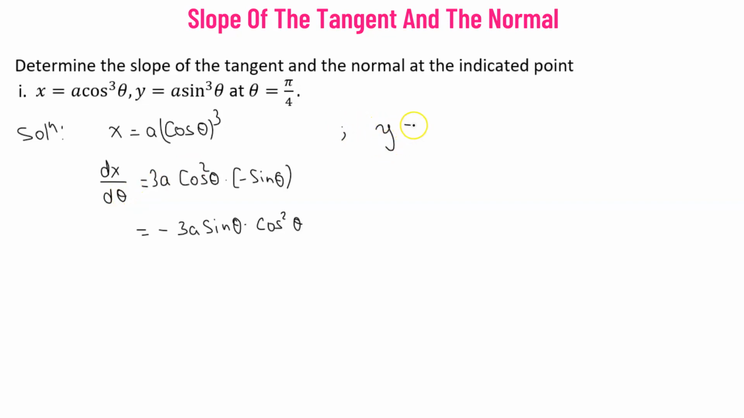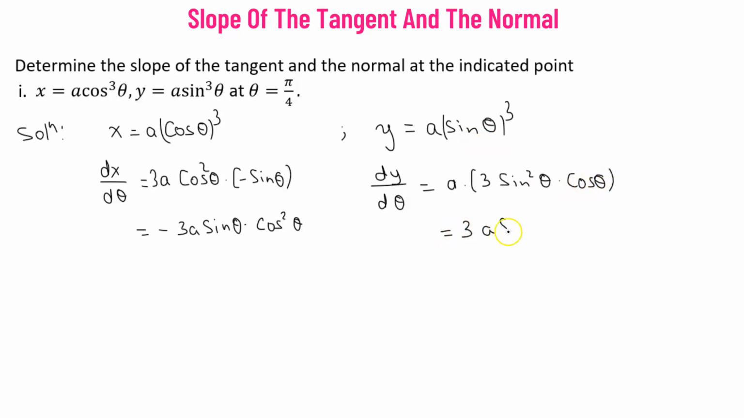Now let's also take the derivative of y, which is given by a sine cubed theta, or a (sine theta) cubed. So the derivative of y with respect to theta will be equal to a times 3 times sine squared theta times, applying the chain rule, the derivative of sine theta, which is cosine of theta. Or simply put, 3a sine squared theta times cosine of theta.